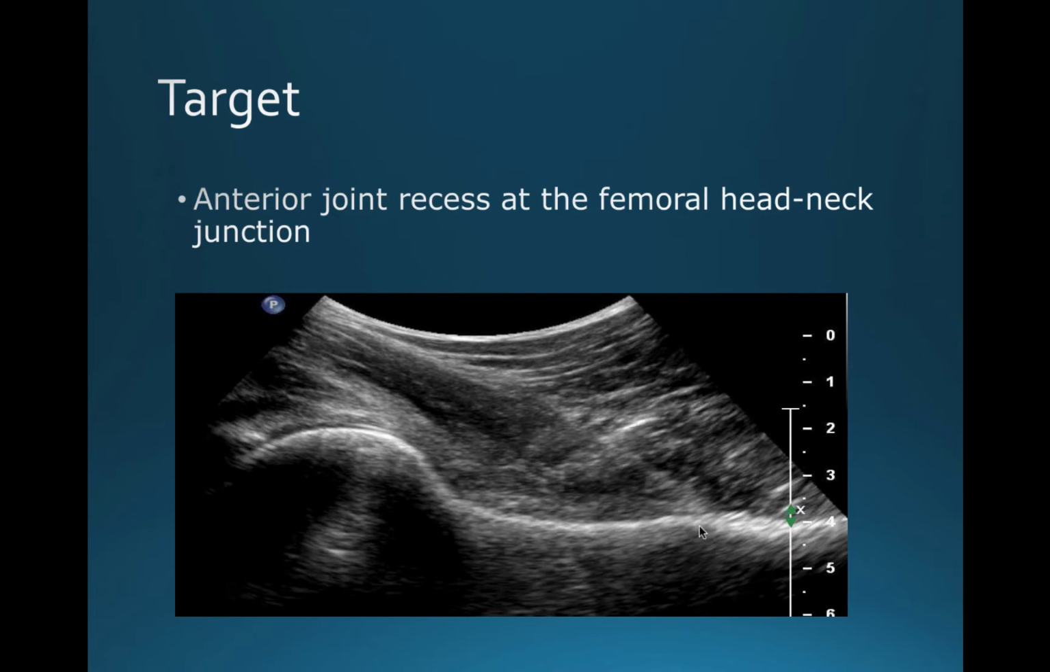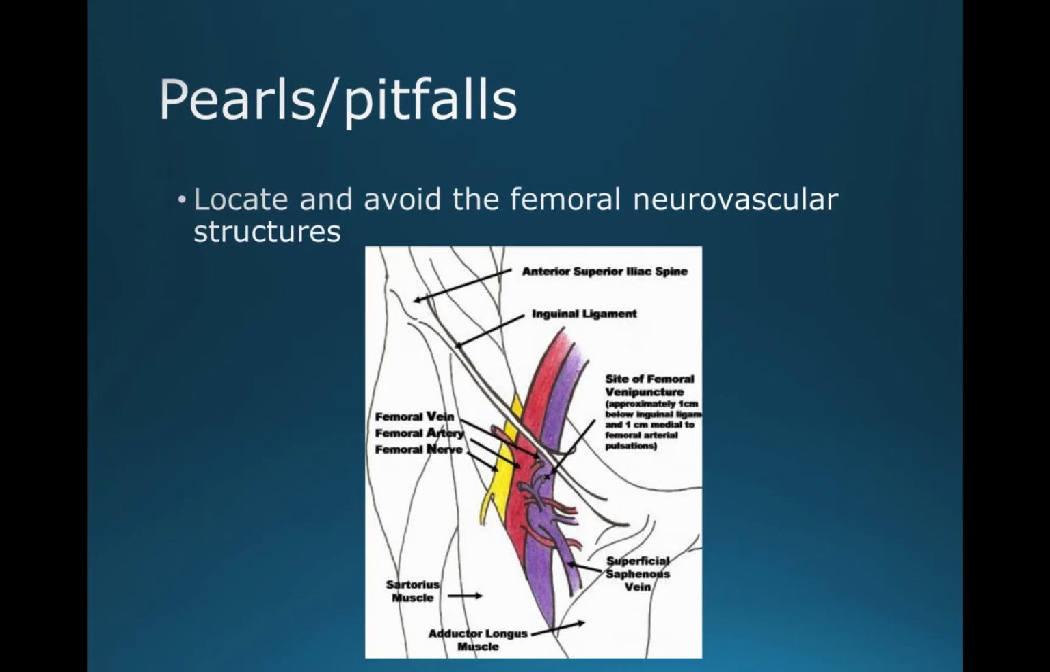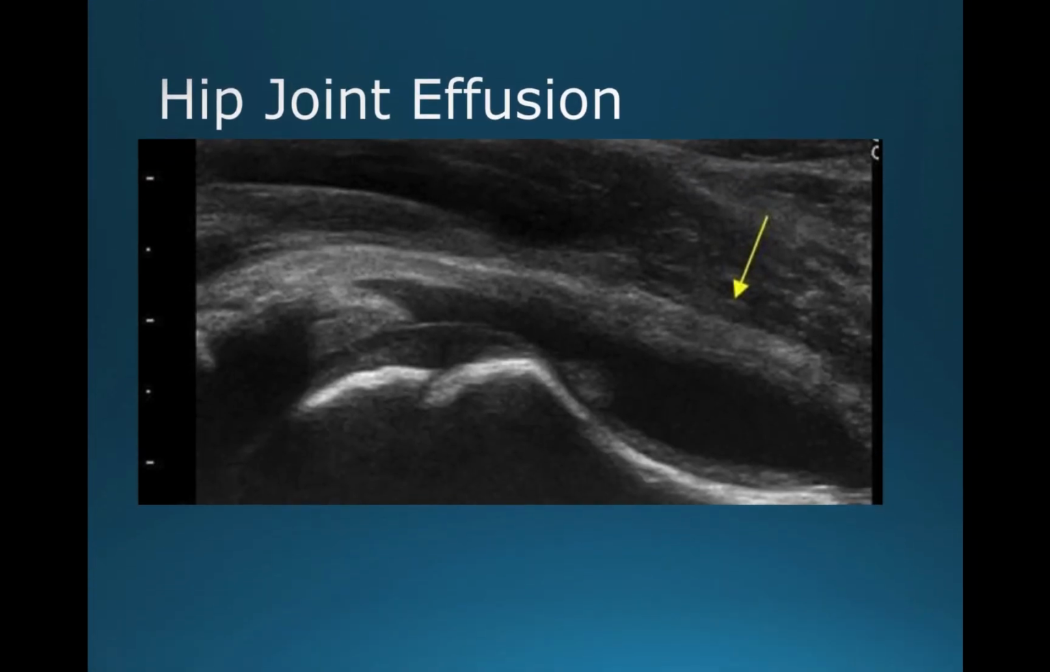Pearls and pitfalls: you want to obviously locate and avoid the femoral neurovascular structures, the femoral nerve, the artery, and the vein. Here's an obvious hip joint effusion. On this ultrasound, we're going to be coming from here to here. We're going to be aspirating the fluid right here.